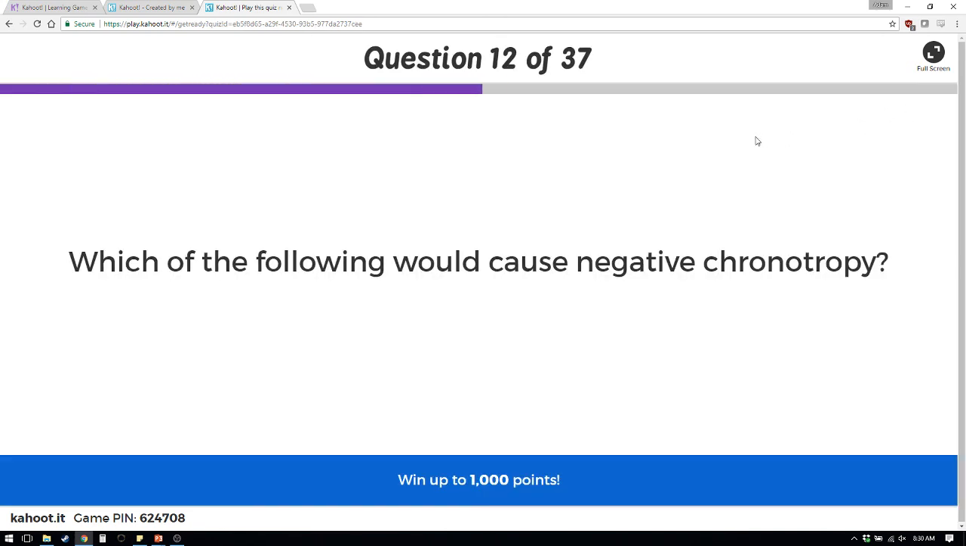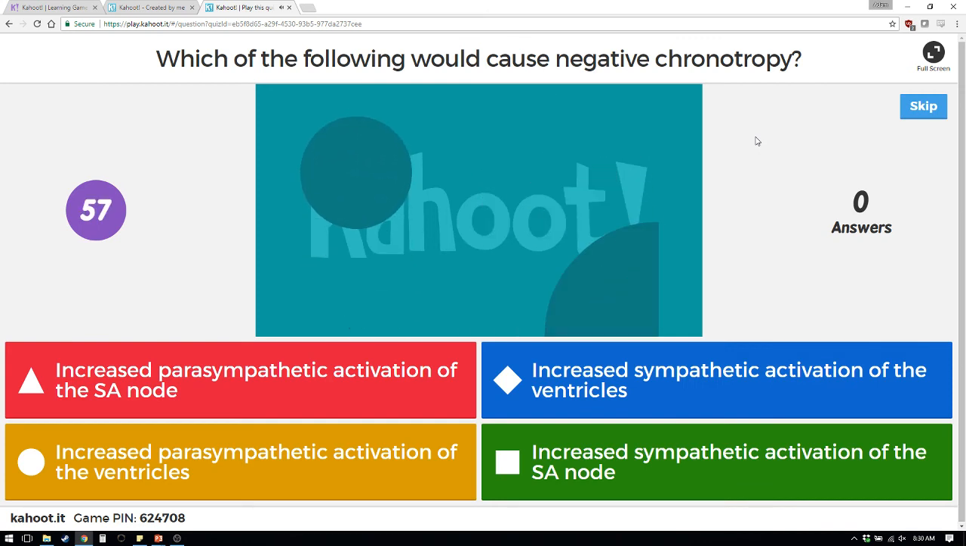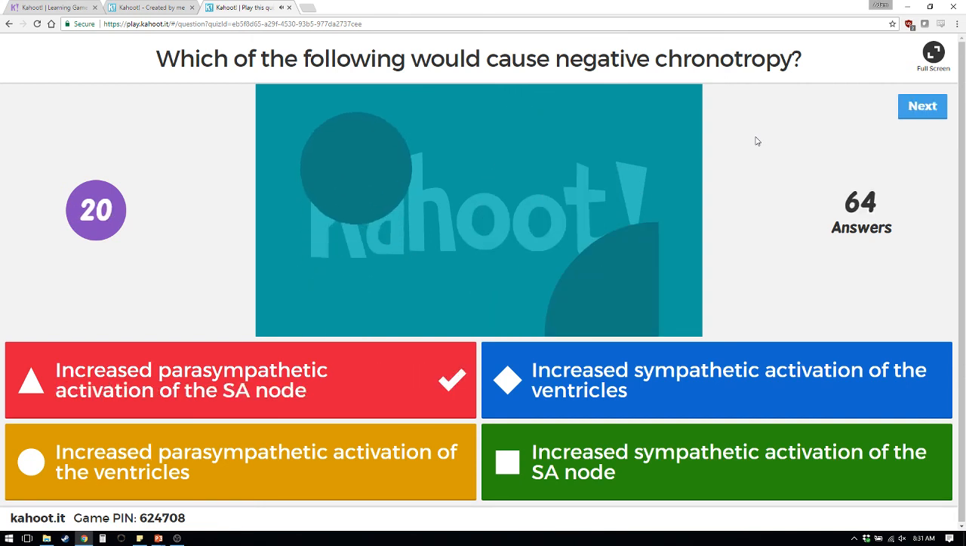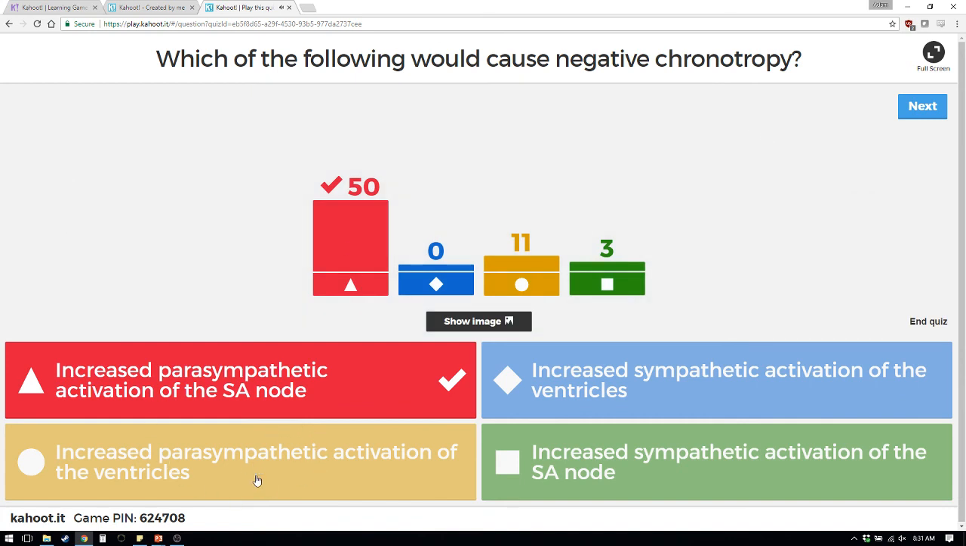Which of the following would cause negative chronotropy? What do we think? What is chronotropy? It's rate of the heart, right? Two theories. Okay. So why would 11 be incorrect? I'm sorry, why would this yellow be incorrect? I'm sorry, why were the 11 of you incorrect? I'm sorry, that's a very rude way to say that. Why is yellow incorrect? There we go.